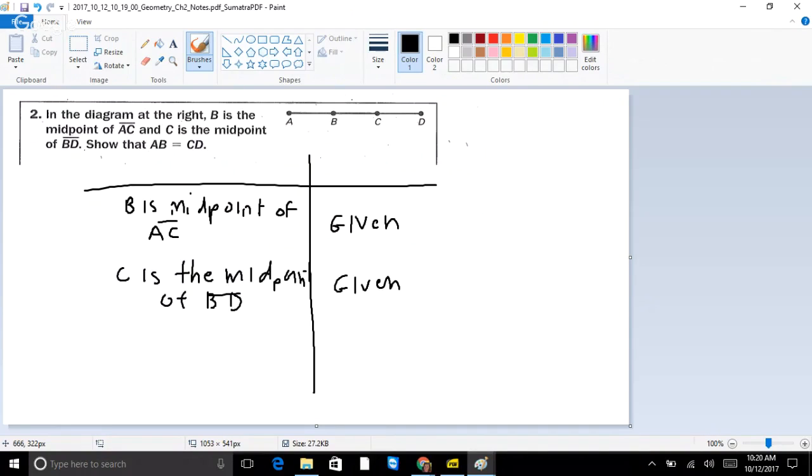All right, so that's all the information we basically have to go on. B is the midpoint of AC, and C is the midpoint of line BD. But we have a little bit more information than that because we have learned what the definition of the midpoint is. Okay.